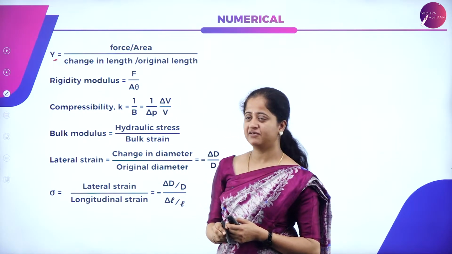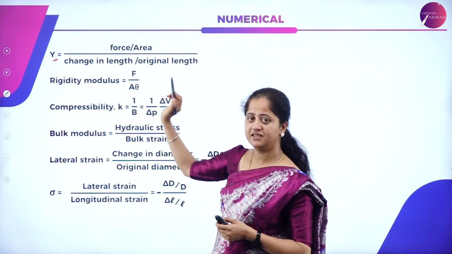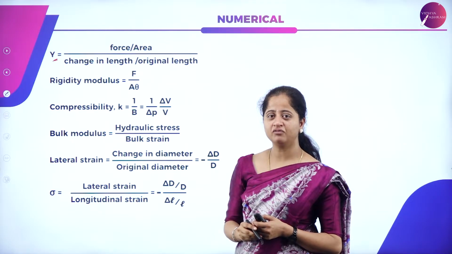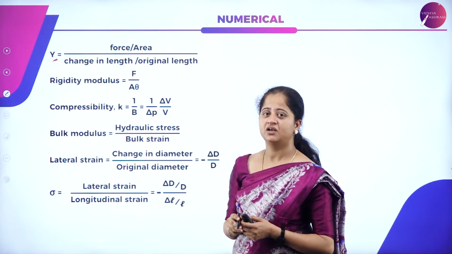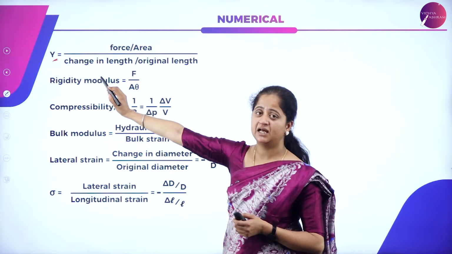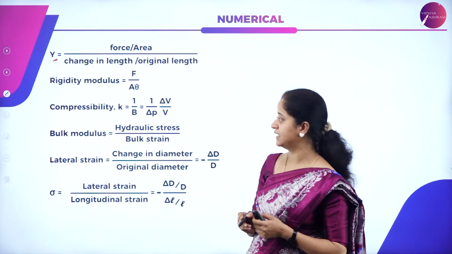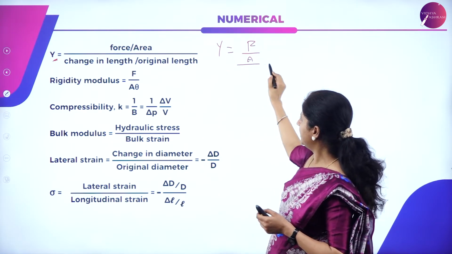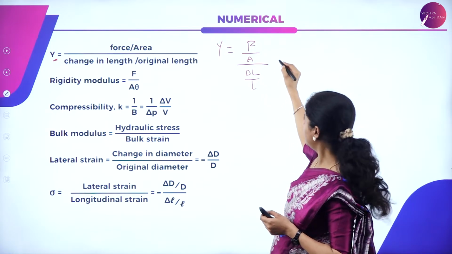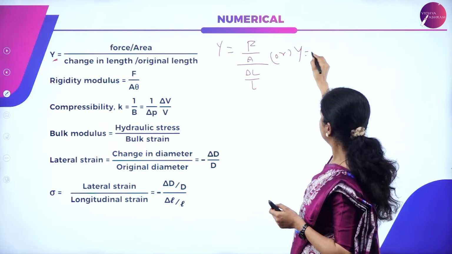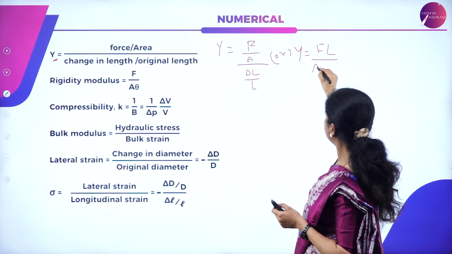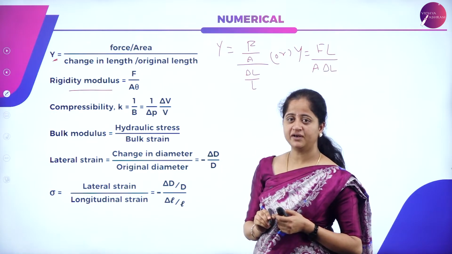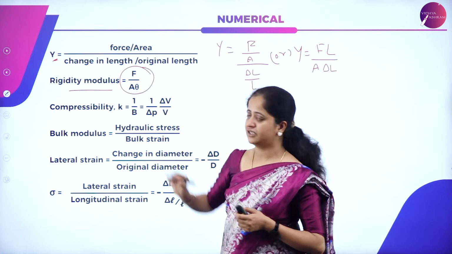Young's modulus is given by force per unit area divided by change in length to original length, because Young's modulus is nothing but the ratio of longitudinal stress to longitudinal strain. Longitudinal stress is given by F by A, and longitudinal strain is change in length to original length. So it can be written as Y is equal to F by A divided by delta L by L, or it can be written as Y is equal to FL divided by A into delta L. Next, rigidity modulus. The formula to find the rigidity modulus is F by A into theta.